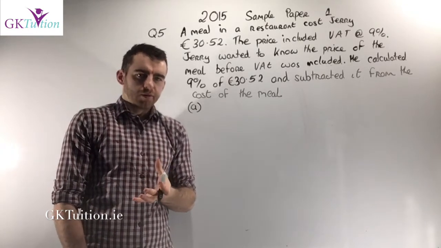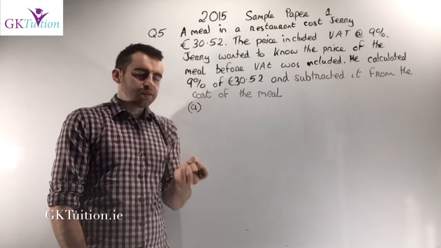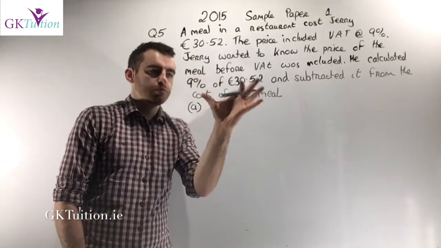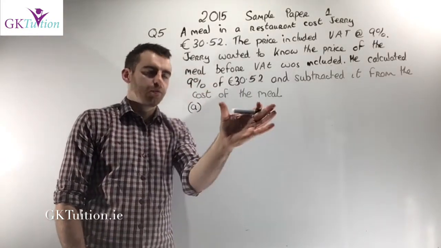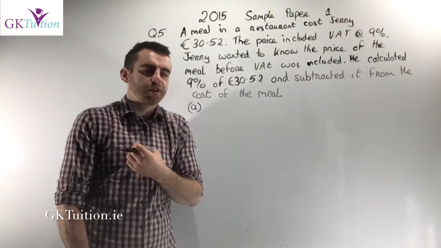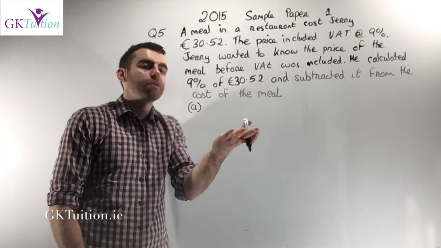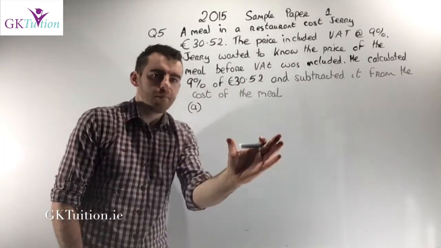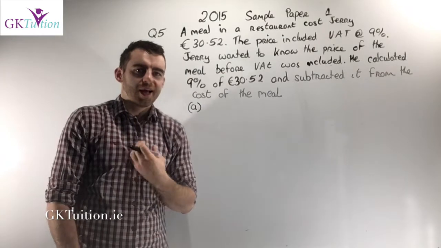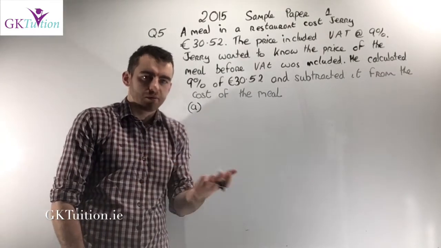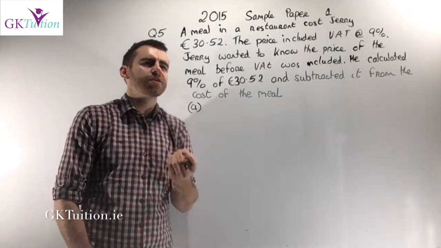In order to explain why Jerry's method is wrong, your best bet is to actually do the correct method. What I would always tell students to do first is actually work out what would have been the correct thing to do. Mathematically do the correct thing, and it'll be very easy for you to tell why Jerry was wrong. So let's just think about this.